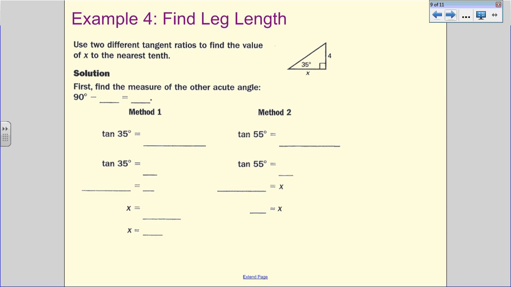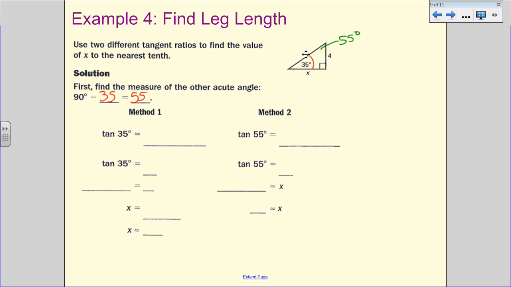So use two different tangent ratios to find the value of x to the nearest tenth. So what does that mean? Well, we only have one angle measurement here, 35 degrees. But if I do 90 minus 35 degrees, I can get 55 degrees for my other angle. And so that's what it means to write two different ratios, and you're going to see that in your homework tonight.